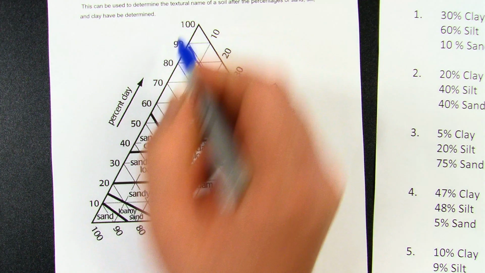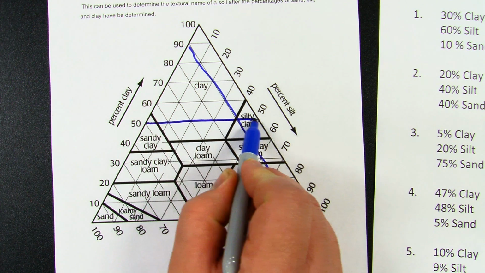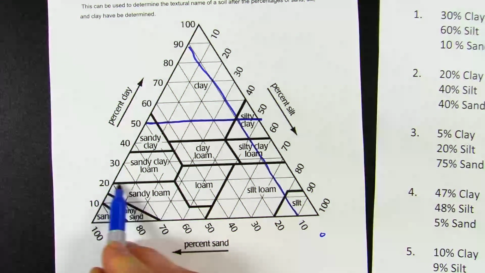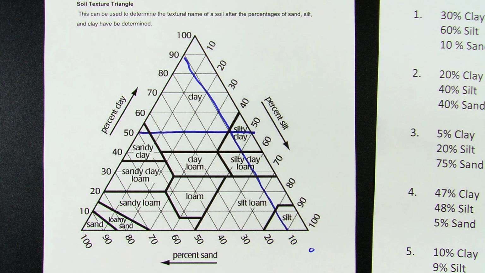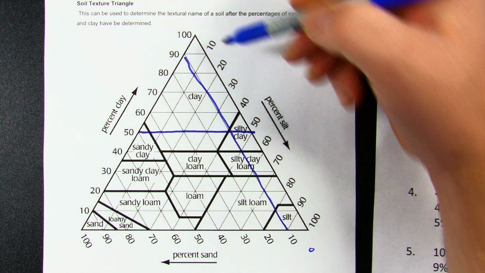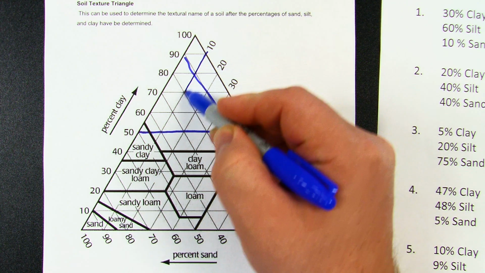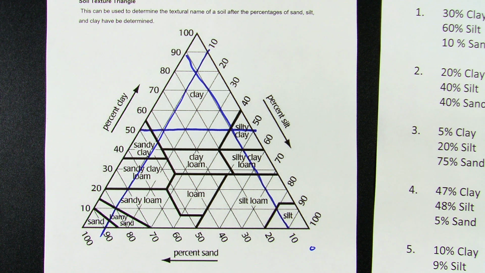Percent clay are these numbers, and these ones go horizontal. So right here we have 50%, and so we can see that these ones go horizontal. And it's always going to be the skinny lines, not the thick lines in there. And then the last type of soil texture that we can start looking at is percent silt. This goes from 0 here down to 100, and these go on that downward diagonal looking at it. So that's the basics on how we're going to read it.